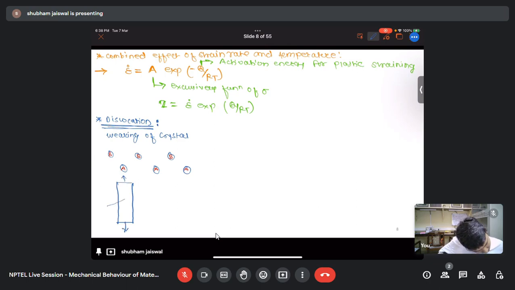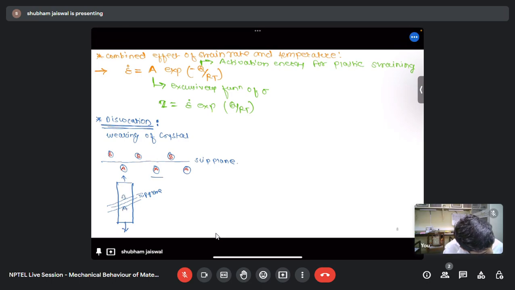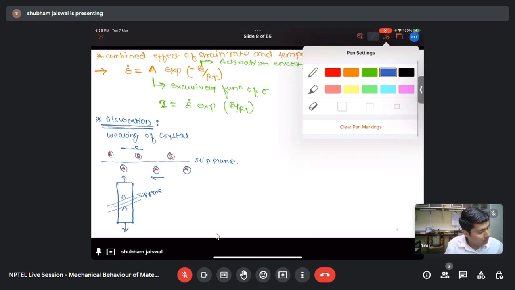So here we can see the slip plane. Let's say this is my slip plane. Okay, so let's say this is my B layer and this is my A layer, and I am applying shear stress on it. So if I draw the energy plot for this condition, how will it look?